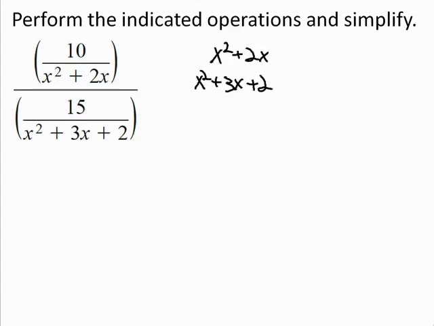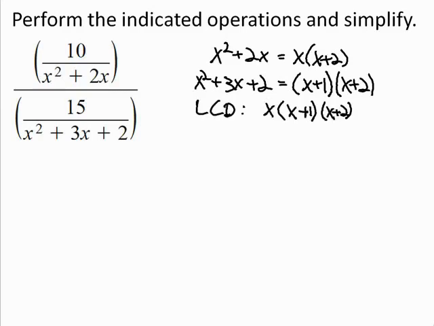The two denominators are x squared plus 2x and x squared plus 3x plus 2. x squared plus 2x can be factored into x times the quantity x plus 2, and x squared plus 3x plus 2 can be factored into the quantity x plus 1 times the quantity x plus 2. The least common denominator has to be a product of each of these factors. The least common denominator is x times the quantity x plus 1 times the quantity x plus 2.